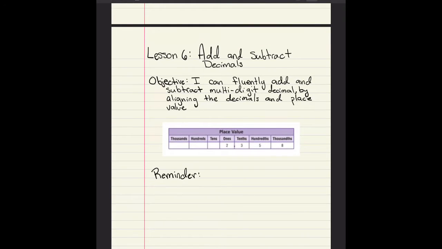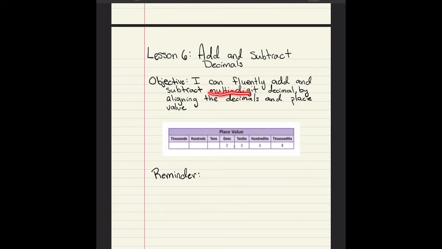Hi guys, welcome to lesson 6. This is add and subtract decimals. So your objective is I can fluently add and subtract multi-digit decimals by aligning the decimals in place value. So we're focusing on fluently. Remember, fluently means being able to do it again and again, over and over well.